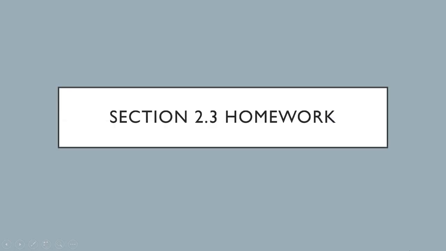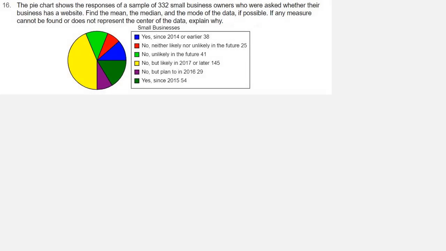We're looking at homework from section 2.3. This is question number 16. The pie chart shows the responses of a sample of 332 small business owners who were asked whether their business has a website. Find the mean, the median, and the mode of the data, if possible. If any measure cannot be found or does not represent the center of the data, explain why.